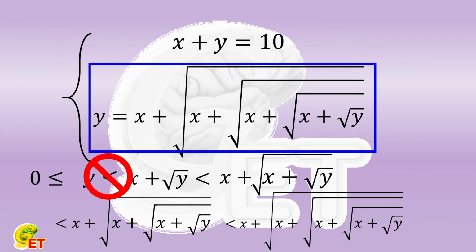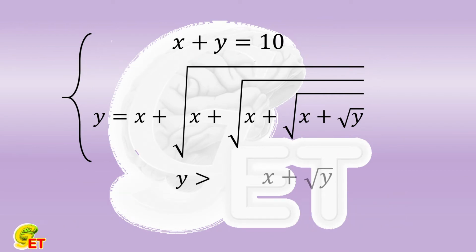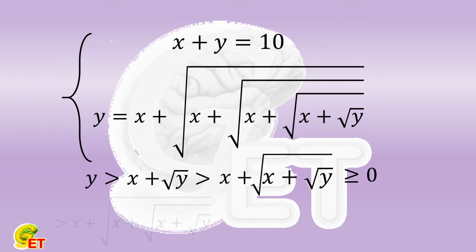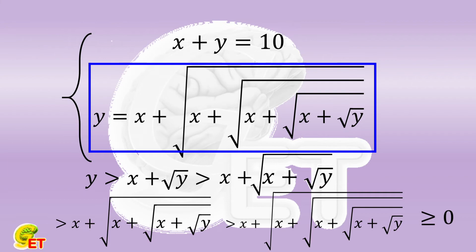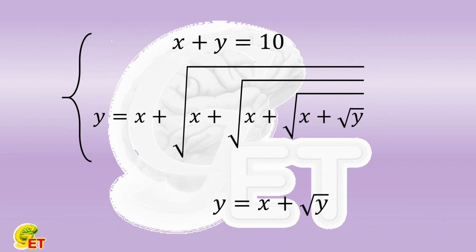In the other case, if y is larger than x plus the square root of y, in the same way, we can prove that, as the expression becomes more and more complex, its value becomes smaller and smaller. Again, it is contradictory to the original equation. Therefore, y cannot be larger than x plus the square root of y either. So, y has to be equal to x plus the square root of y.